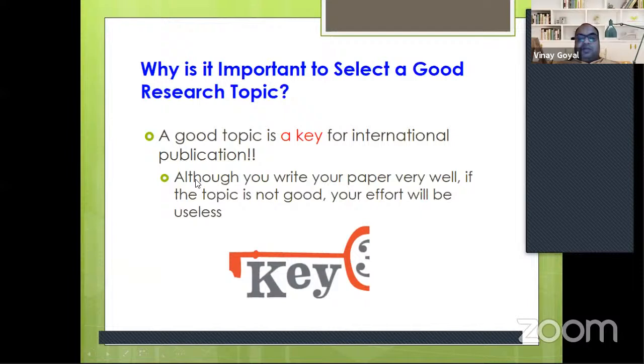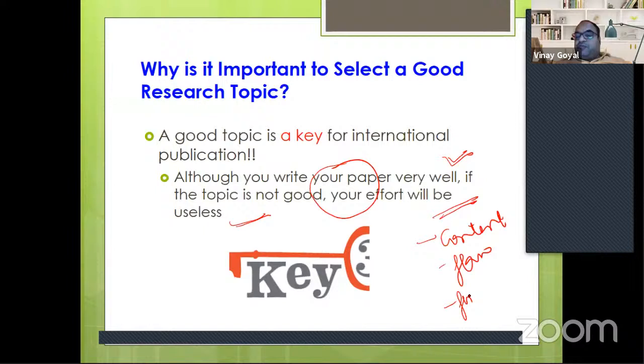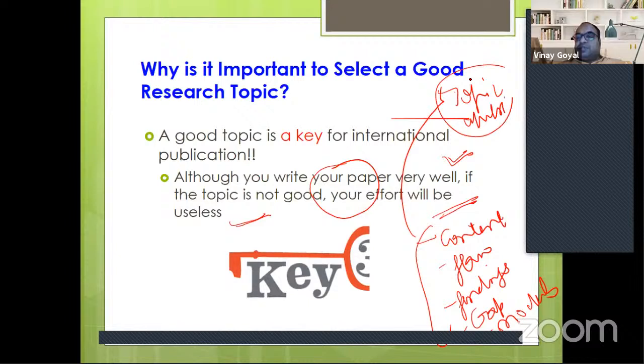Here you can see there is a very clear mention that you are writing your paper very well. The content of your paper is excellent. The flow of your paper is excellent. The findings of your paper are excellent. The gap which you have identified is excellent. The models which you have prepared are excellent. But then what is lacking is topic and abstract. And if your topic and abstract are missing, there are very high chances that the paper will be rejected.